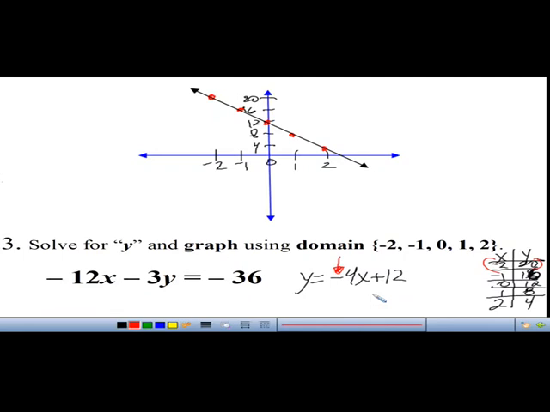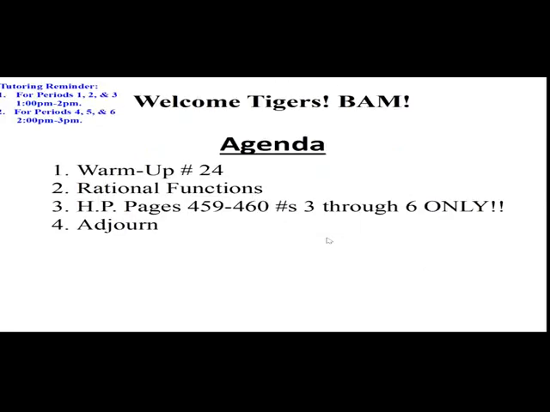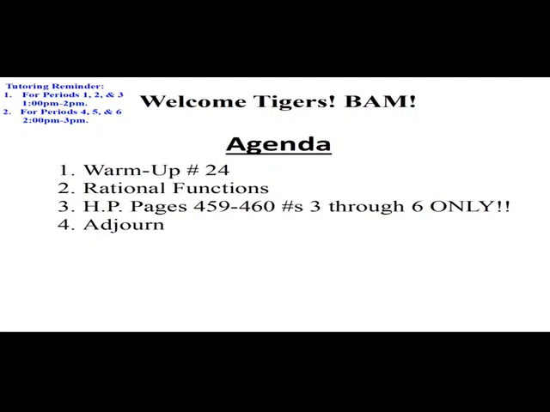So with that said, let's go ahead and turn in our home play for today. Well, let me give you the agenda first. Our agenda is warm-up number 24. We're looking at rational functions. We're moving on today. Then we have home play pages 459 through 460, numbers 3 through 6 only. And if you notice, it's only 4 problems, which will give you a clue as to how today's process is going to go. So make sure you stay focused, please.